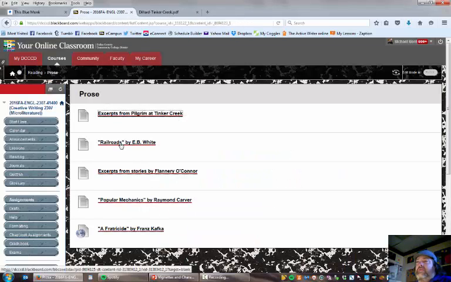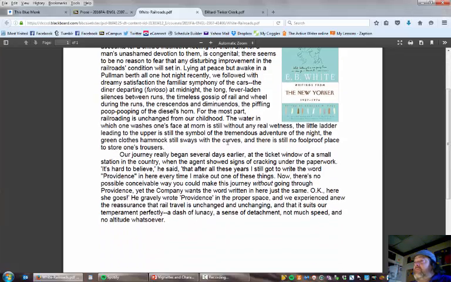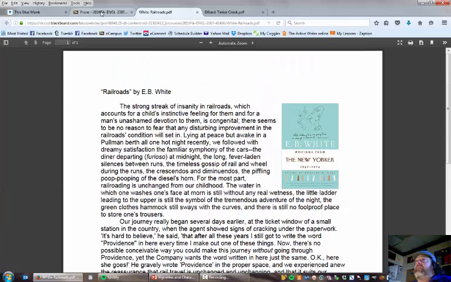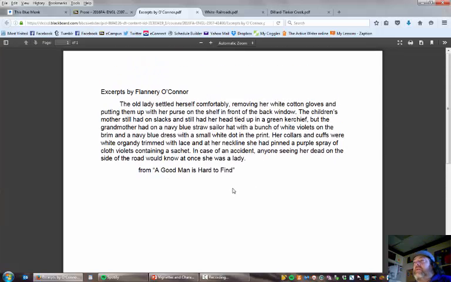One of the other pieces is Railroads. It's a very, very short little piece, almost descriptive, by E.B. White, famous for Charlotte's Web, and a number of great essays. And your third will be a couple of excerpts from some short stories by Flannery O'Connor.